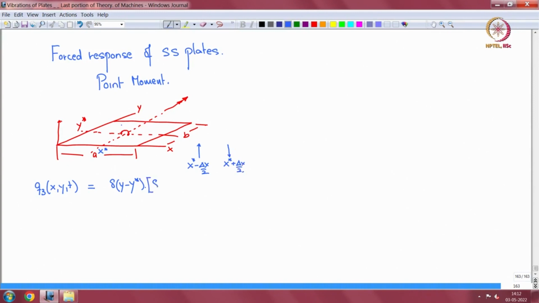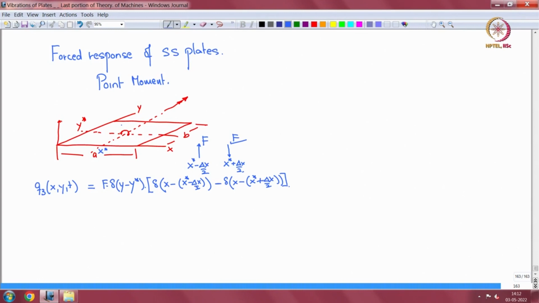So I have delta of x minus x star minus delta x by 2, minus, this force is the other way, delta of x minus x star plus delta x by 2. And then the amplitude is F. Force amplitude is F and F. So I will put an F here.